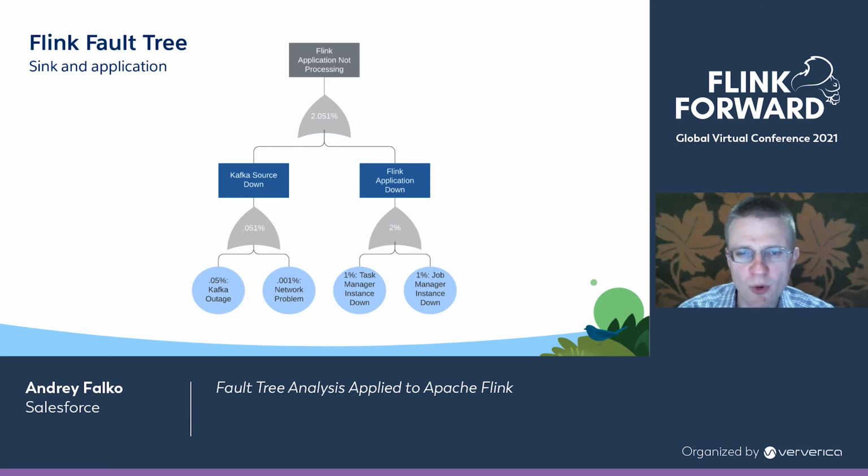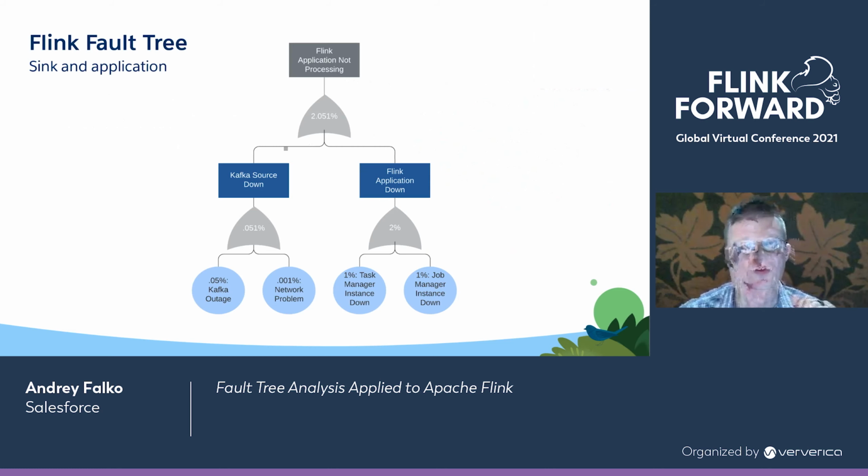We get about a 0.051% chance of our data source failing, which would cause us to stop processing. On the right side of the tree, our single job manager and task manager can go down because they are on a machine that has a 1% chance of failure. Overall, our Flink app will fail 2.051% of the time as determined by our failure time period, which for the duration of this talk we'll assume is 30 days.